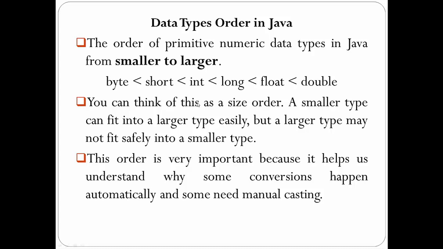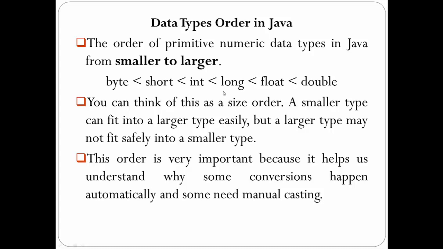A smaller type can fit into a larger type easily, but a larger type may not fit safely into a smaller type. It simply means if I'm trying to fit byte into short, that will happen easily. But if I'm trying to do the exact reverse of it, that is trying to fit short into byte, that may not fit safely. So understanding this order is really very important because it helps us understand why some conversions happen automatically and some need manual casting.